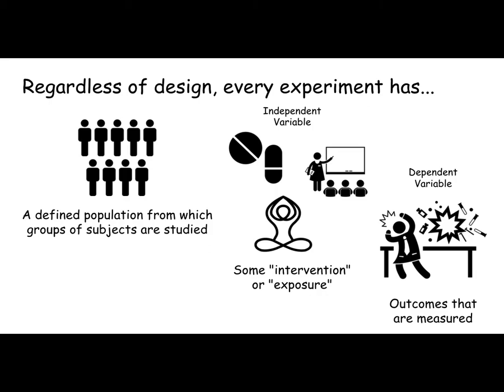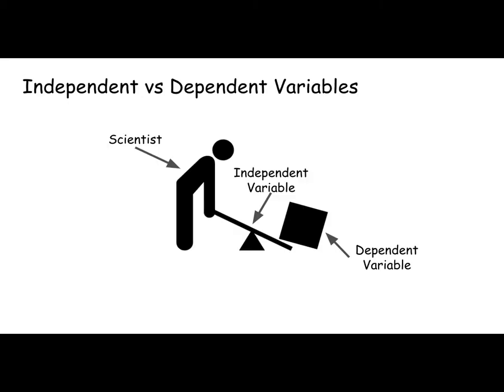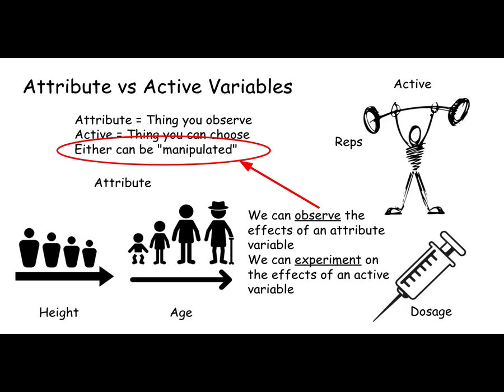So the independent variable, that's what you're manipulating. The dependent variable, that's how you're measuring the result of what you manipulated. So another way to think about it, scientists use the independent variable to cause changes in the dependent variable. Now, your independent variable can be either an attribute or an active variable.